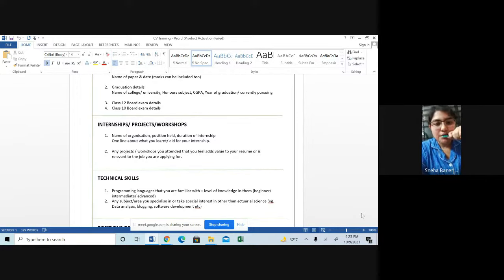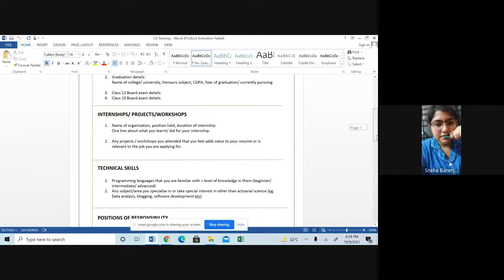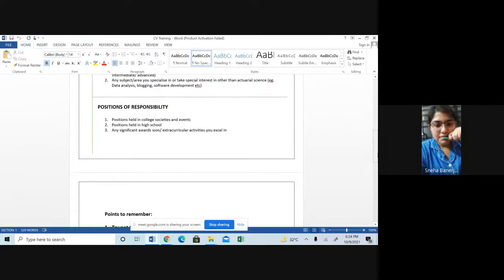Yeah. Can you scroll up a little more? Asta, could you scroll up a little more? Sorry. Yep. I was talking about positions of responsibility segment. I think we would like that on the screen.